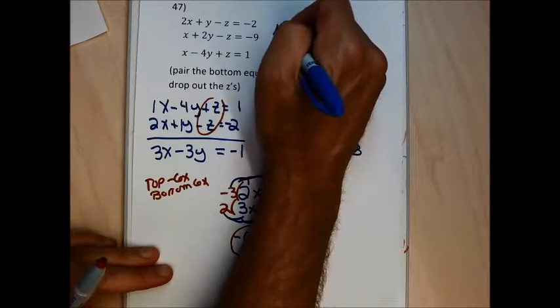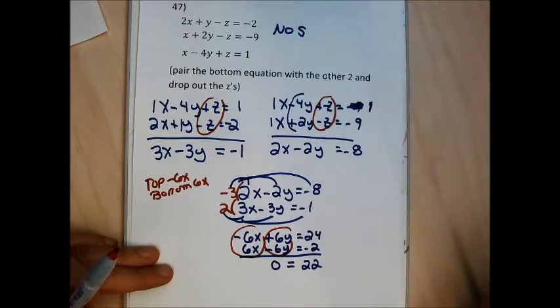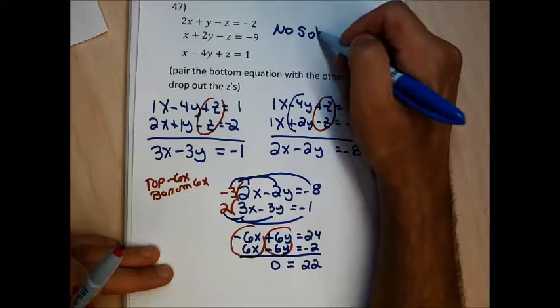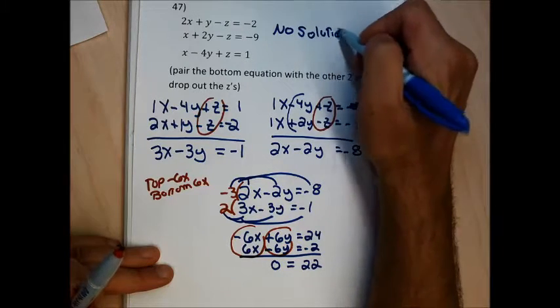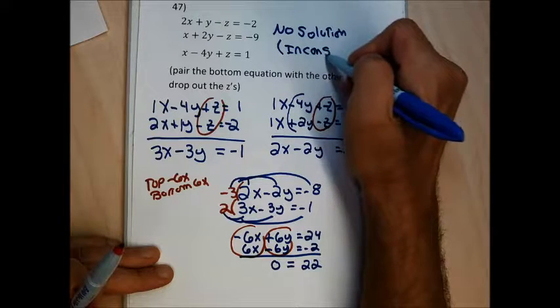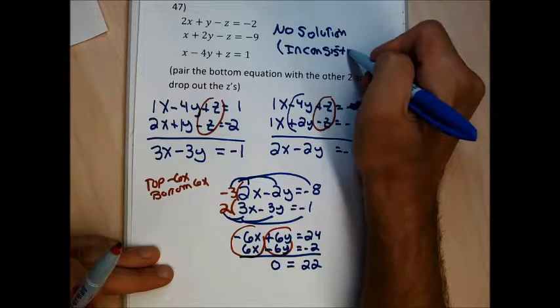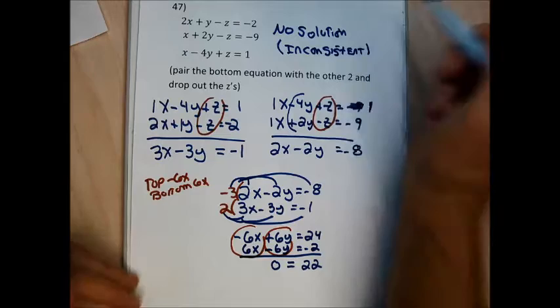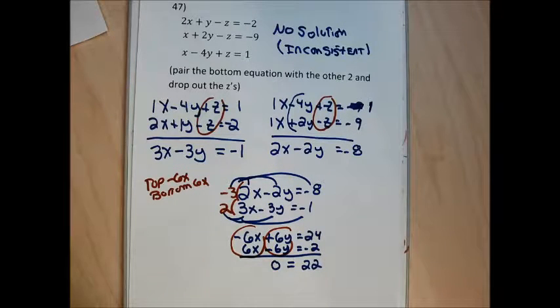And for my answer, because that's a false statement as opposed to a true statement, I can say no solution, or if I prefer, I can say inconsistent. These are the best kinds of problems because you don't have to go through all the steps. Once all the letters drop out, you're done with your algebra.